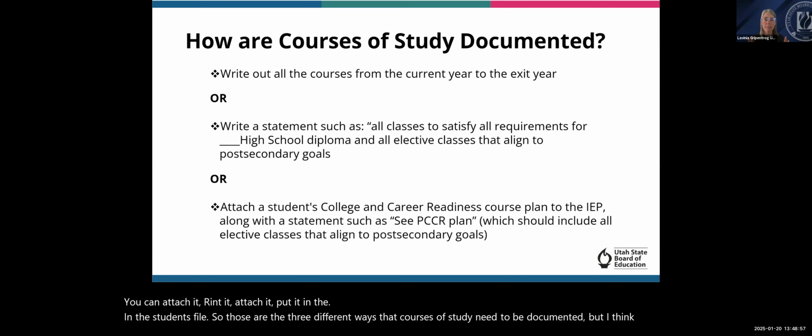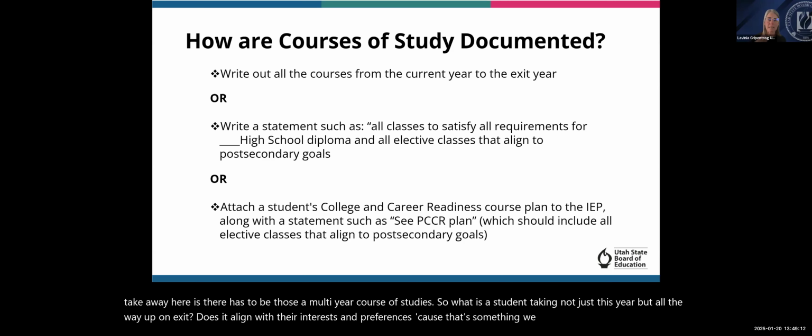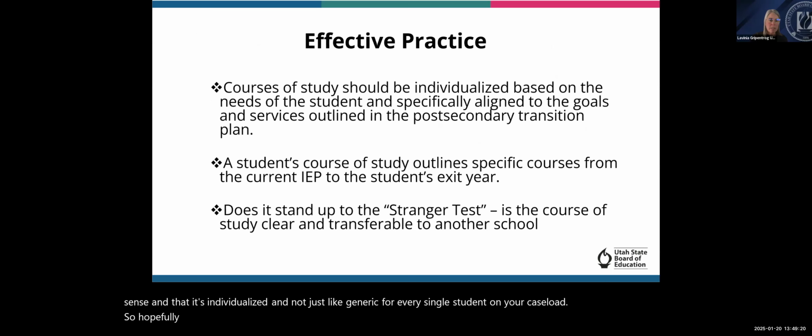But I think the big takeaway here is there has to be a multi-year course of study. So what is the student taking, not just this year, but all the way up to exit? Does it align with their interests and preferences? Because that's something we look at to make sure it makes sense and that it's individualized and not just generic for every single student on your caseload. So hopefully that's clear enough.